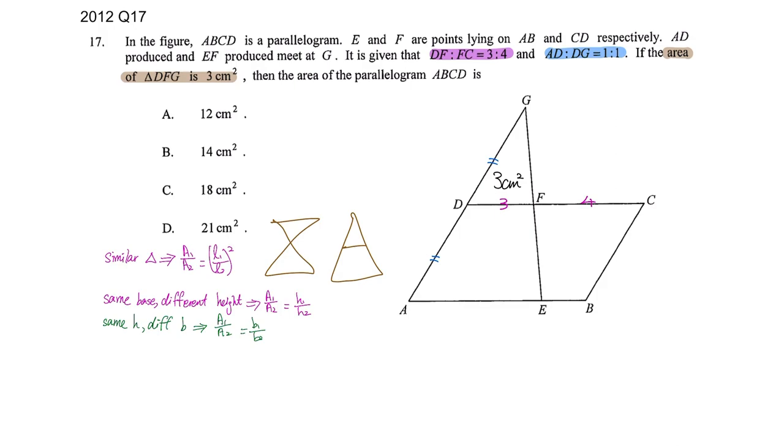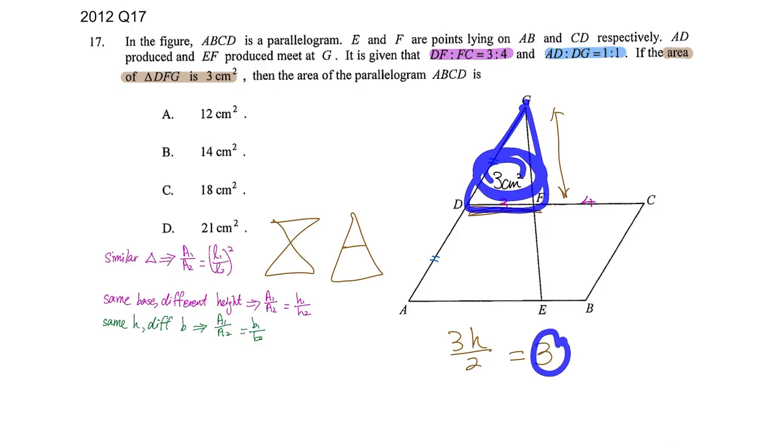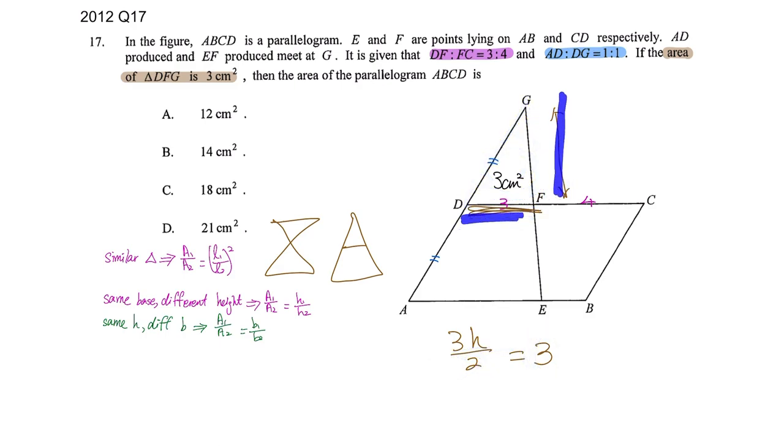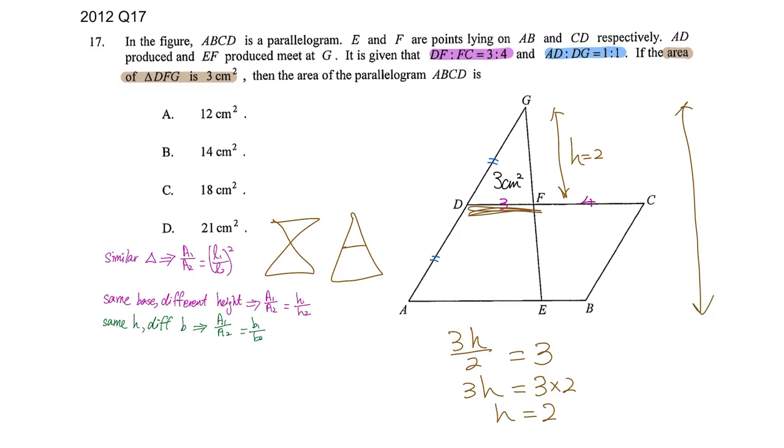What does that mean? So we let DF be actual 3. If 3 is the base here, what's the height? Base times height divided by 2, you can find the area of the small triangle. And we know that the small triangle is 3. So base times height divided by 2 is the area. Base, height. Can we find out the h here? H is 2.